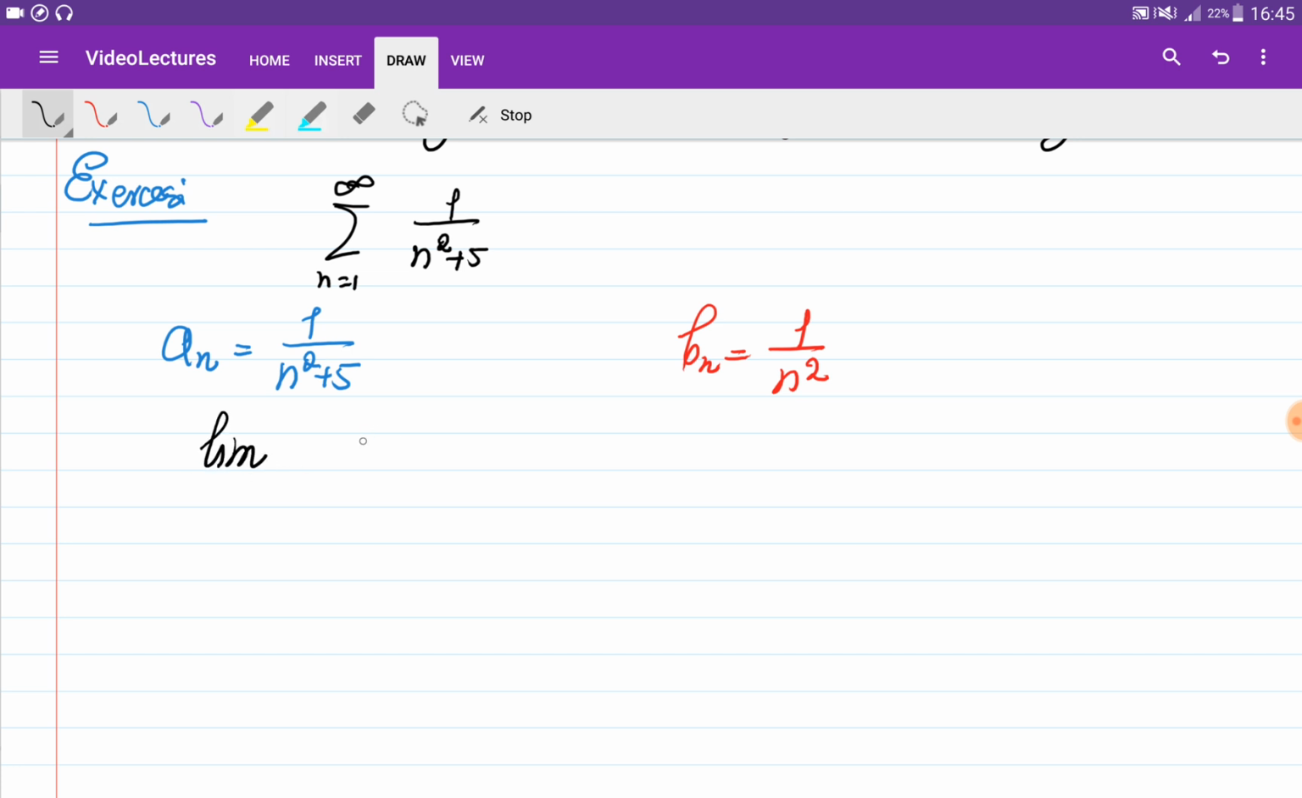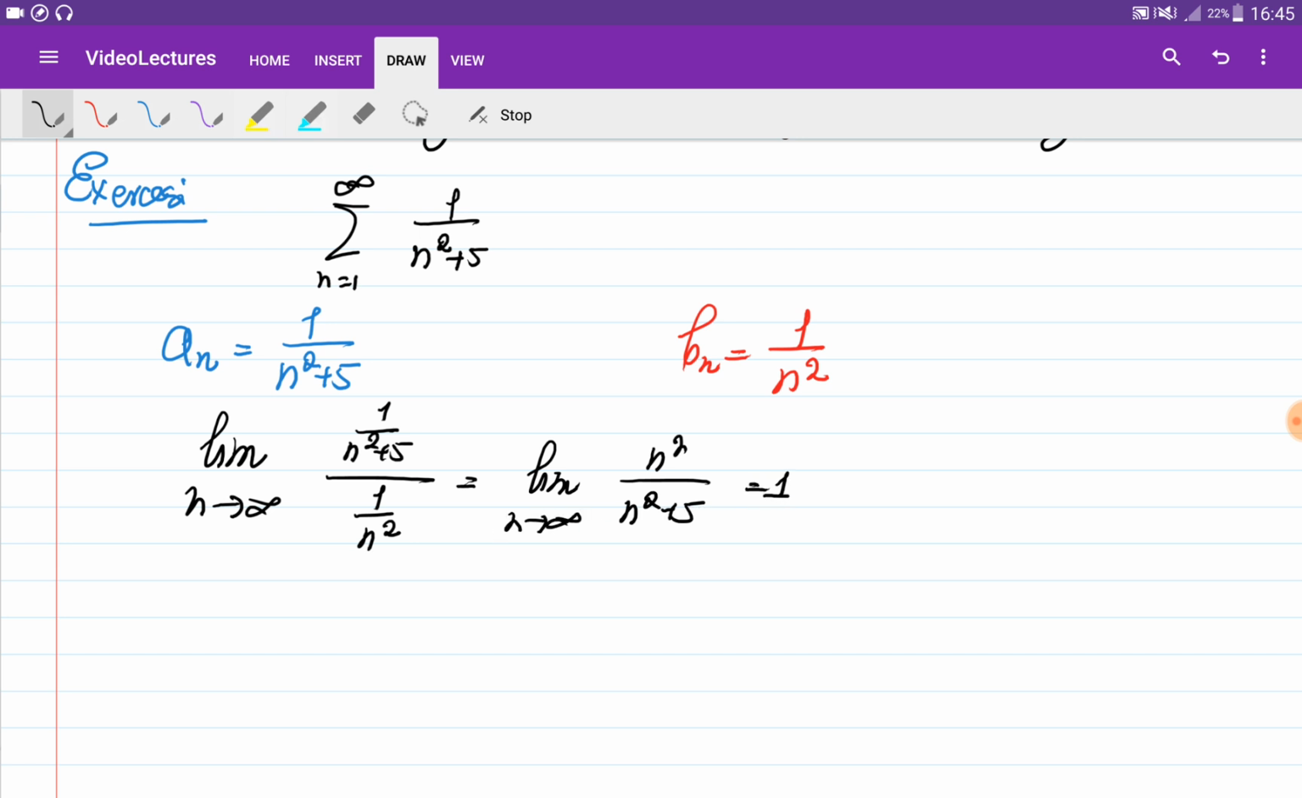So the limit of (1 over n squared plus 5) divided by (1 over n squared), when n goes to infinity, is going to be the limit of n squared divided by n squared plus 5, when n goes to infinity, which is equal to 1. So this is some positive constant, and it tells us that the terms of this series and the terms of the other series are becoming zero at some point, and they're becoming zero more or less at the same time. That is why if this series is convergent, then this one is also convergent.